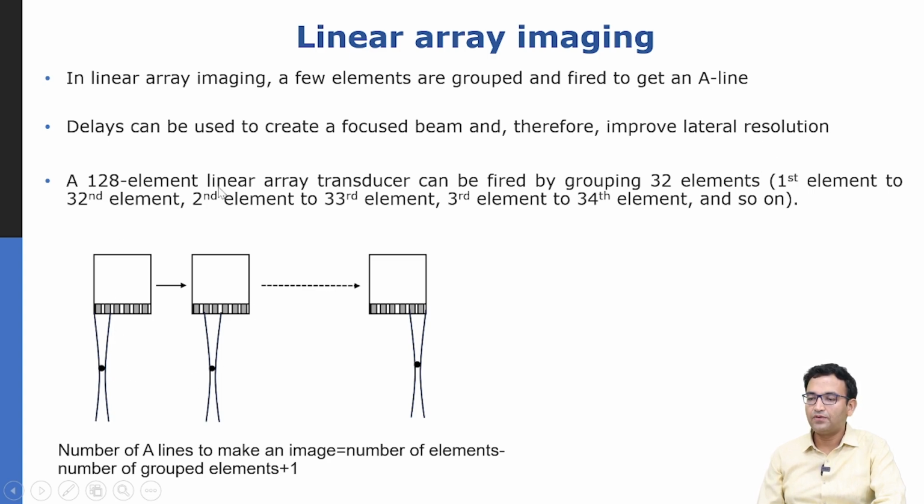Now, take an example. A 128 element linear array can be fired by grouping 32 elements at a time. So, we take 32 elements first, fire, then we shift by 1, fire again. So, essentially all the time I am firing 32 elements, but the locations from where I am firing keep dynamically changing, and the number of A lines required to make an image will be the number of elements in your transducer minus the number of grouped elements plus 1. So, if it is 128 elements in your array, then the number of firings will be 128 minus 32 plus 1 if we are firing 32 elements together.